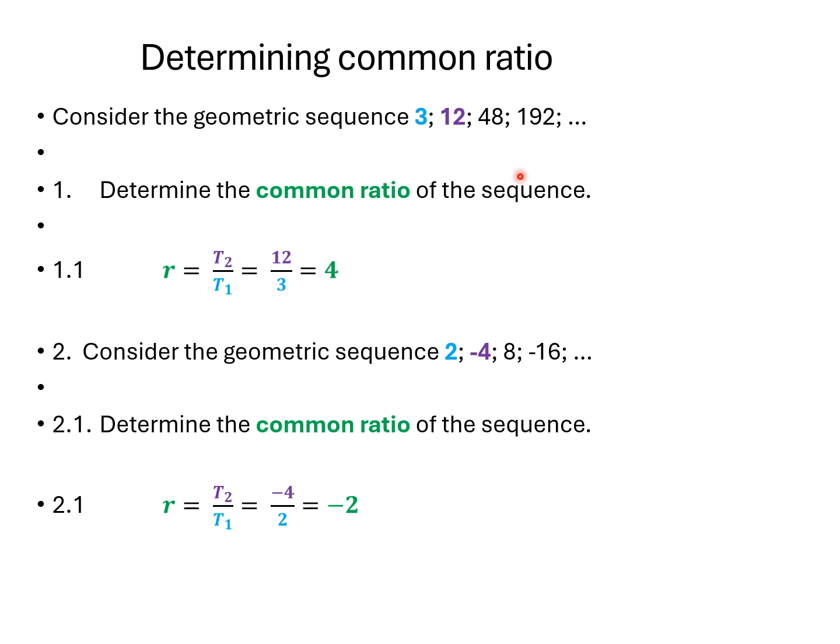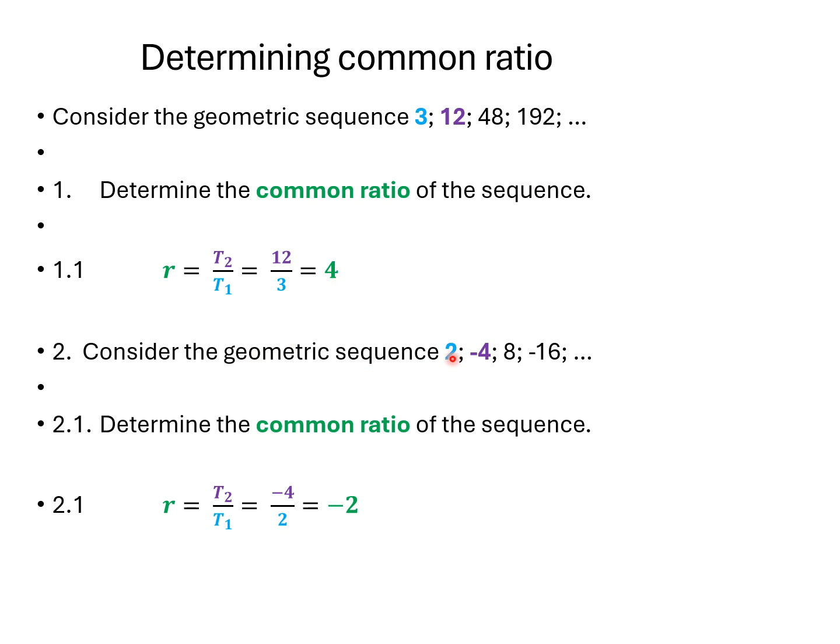If I want, term 3 divided by term 2, 48 divided by 12 would give me 4. So you can guess 48 times 4 would then give you 192. So that is my common ratio, meaning no matter which two terms I divide, I'll always get the answer 4.